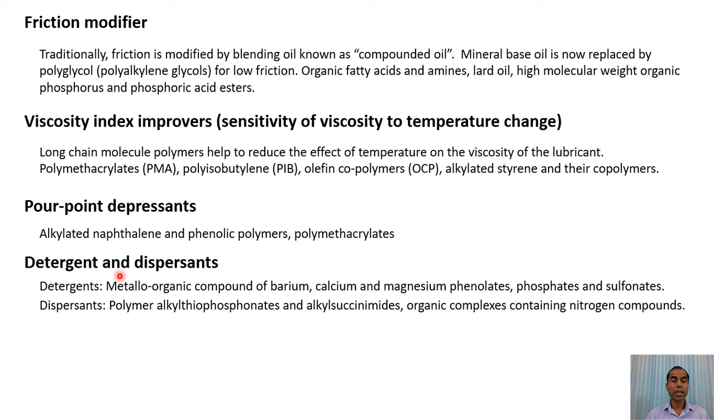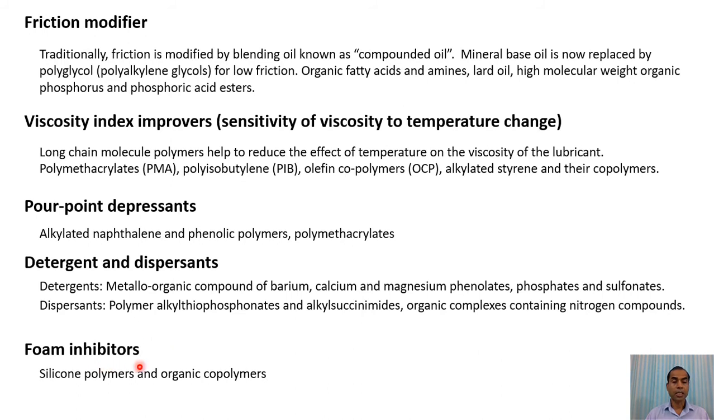So together they can help to avoid formation of sludge in the lubricant, and also they will avoid formation of any kind of deposits on the metal surface. So this will keep the engine or the metal parts, the machine, very clean. These materials are used as detergents: metallo-organic compounds of barium, calcium and magnesium, and dispersants are basically polymer alkyl thiophosphonates and other kinds of organic materials. So these are also added into engine oil as well as in other kinds of lubricating oils.